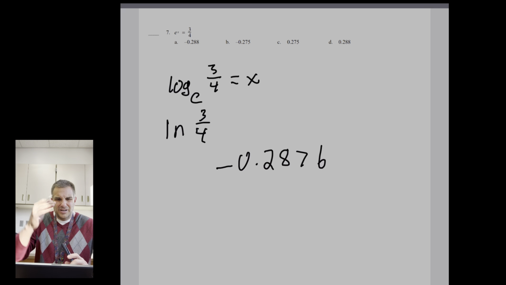So probably in the directions above that I cropped out, it probably told us what to round it to. Either way, it's A. Okay.